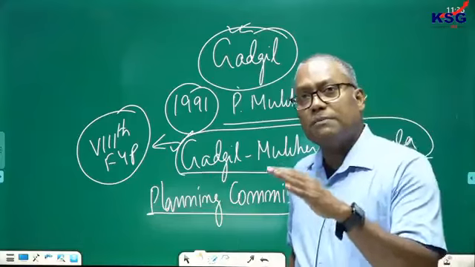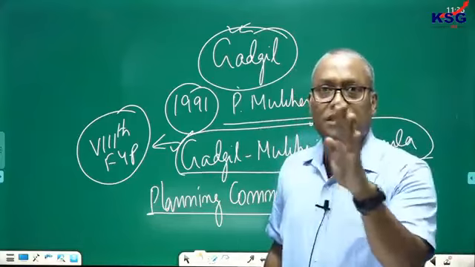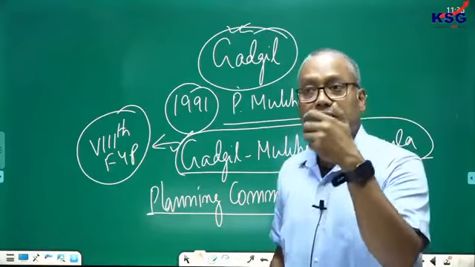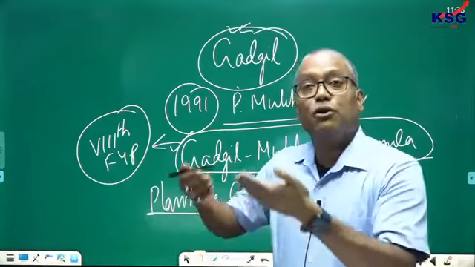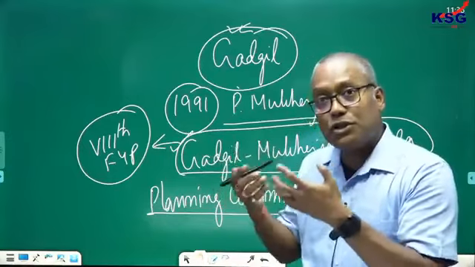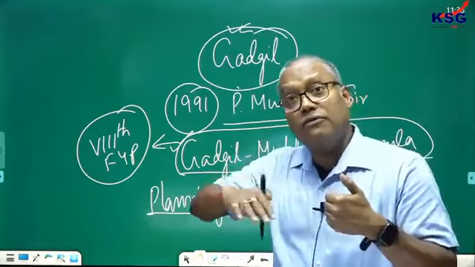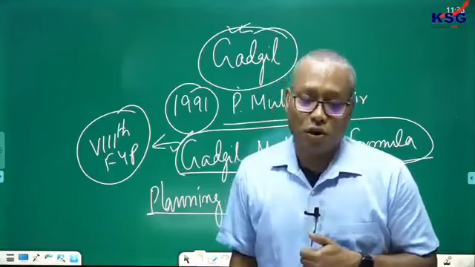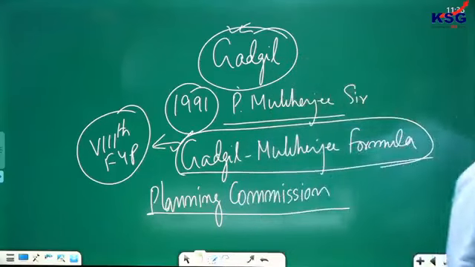It is the planning assistance given by the center to states, and the center gives assistance to states from its own resources, which are left after giving resources to the state governments. And not only that, grants also. Clear?